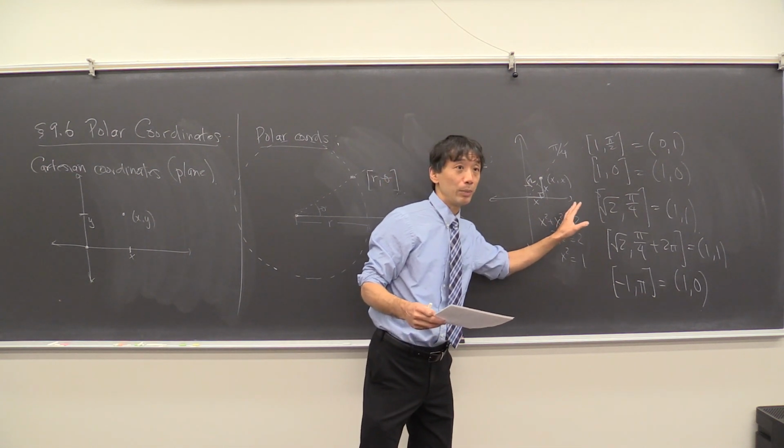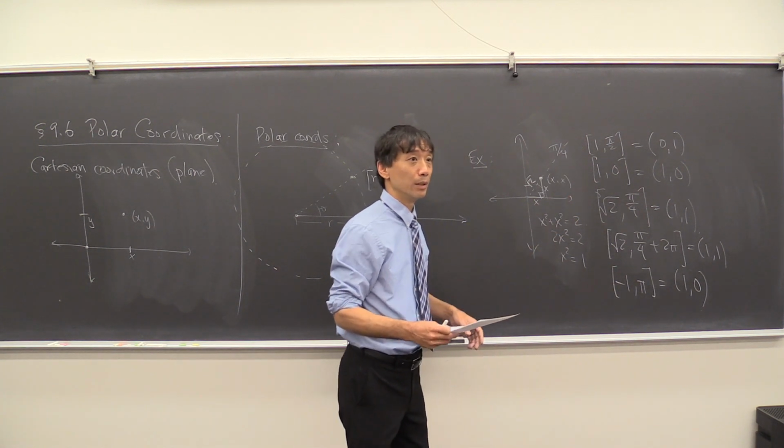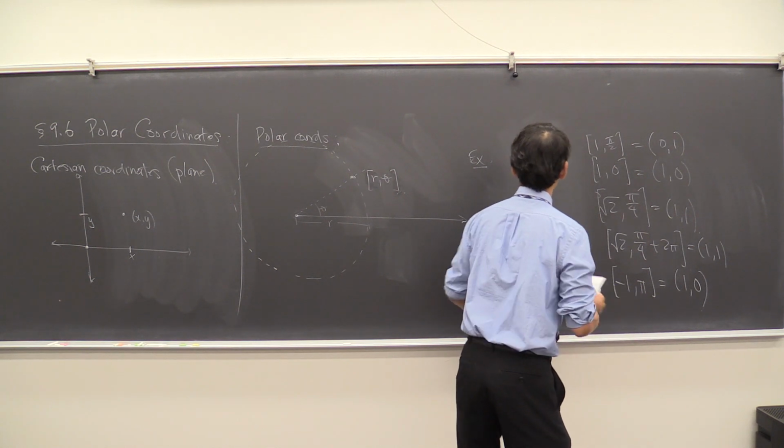Okay. Anyone confused about anything? Yeah, Manuel. The last one is -1 pi. Yeah, sure. So let me redo that one.